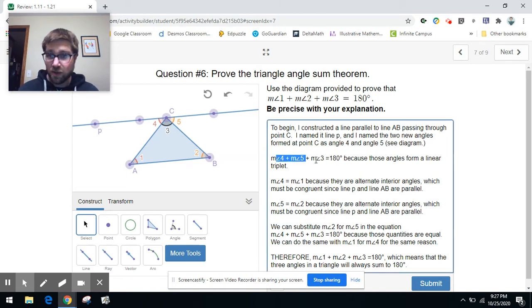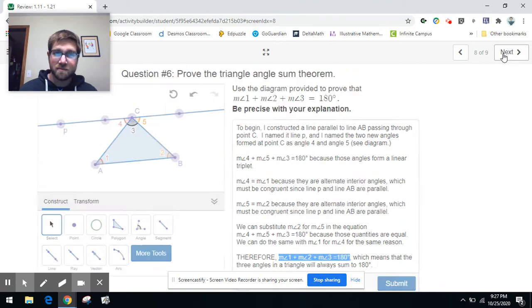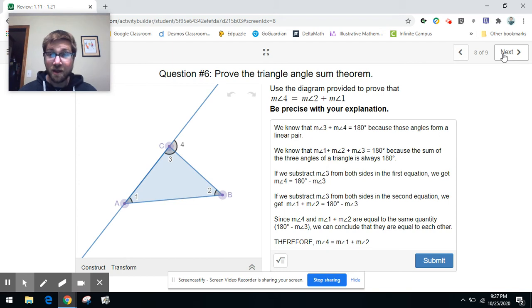So looking back at this first equation, if we make two replacements, we'll substitute 4 with 1 and 5 with 2, and all of a sudden, we've got the equation that we wanted to begin with, which is 1 plus 2 plus 3 equals 180 degrees. So all three angles inside the triangle add to 180. Check. Okay, the triangle angle sum theorem.